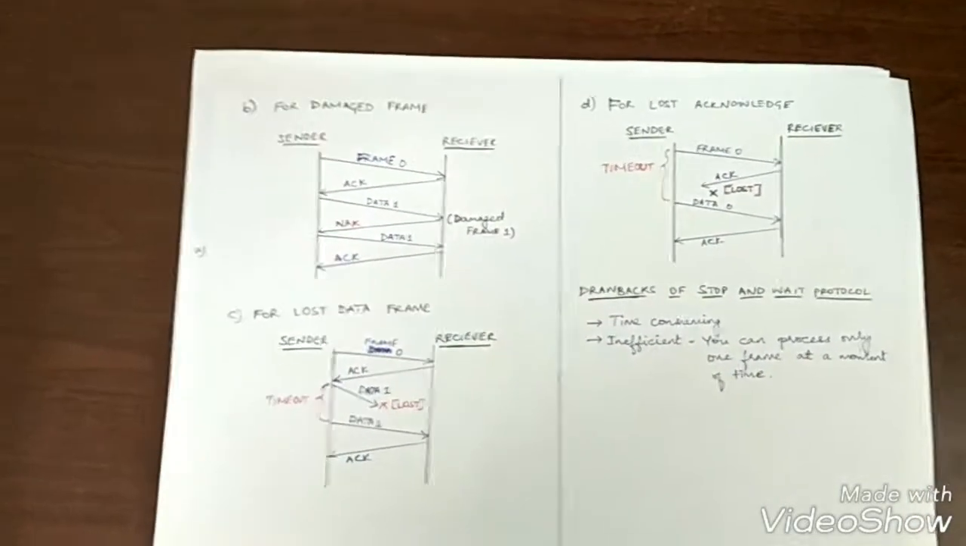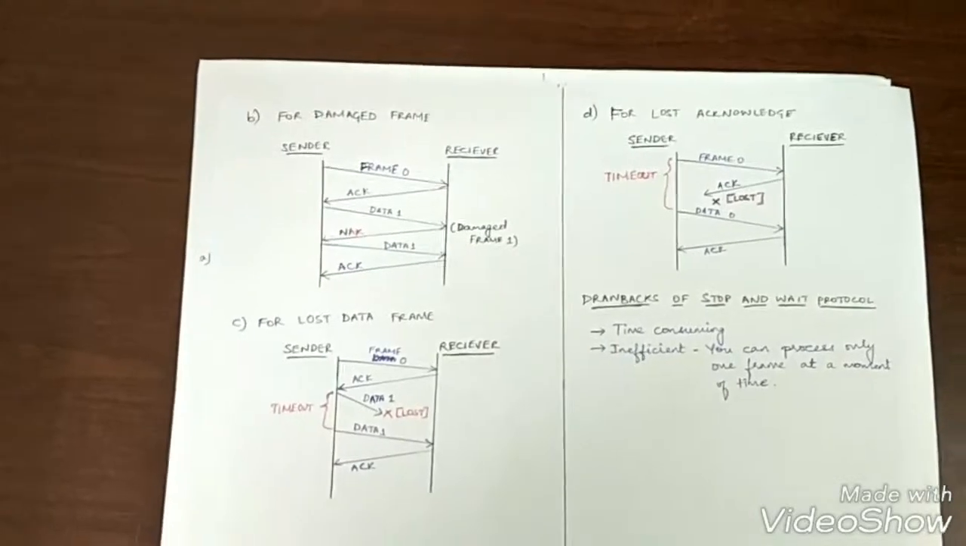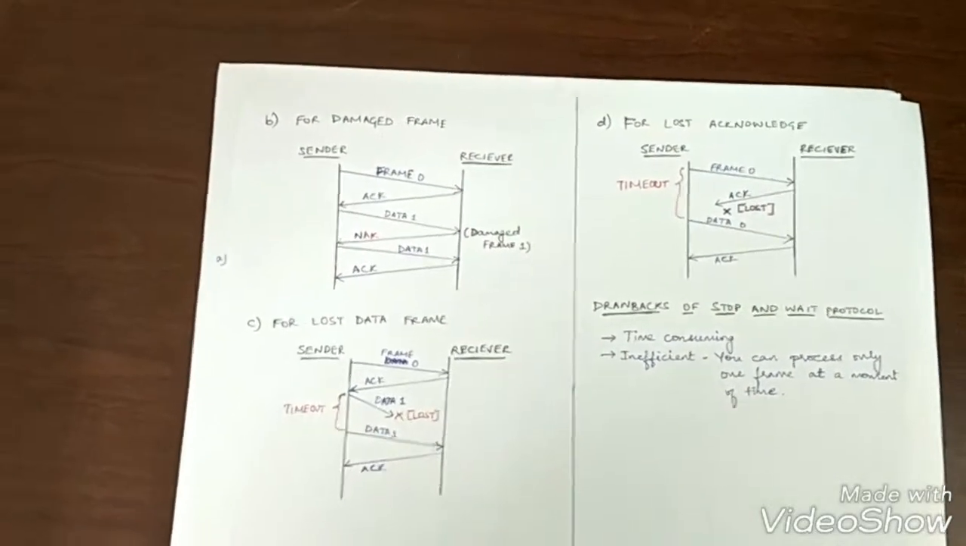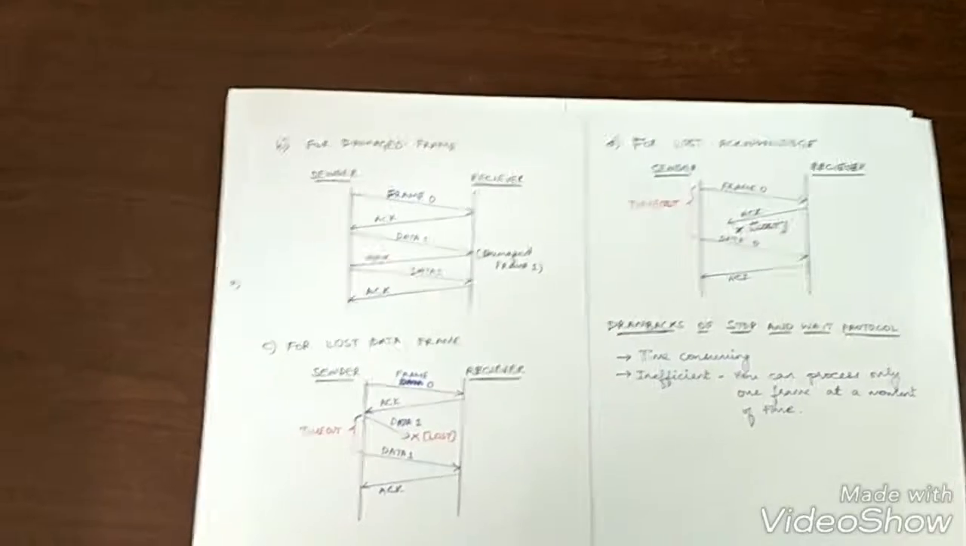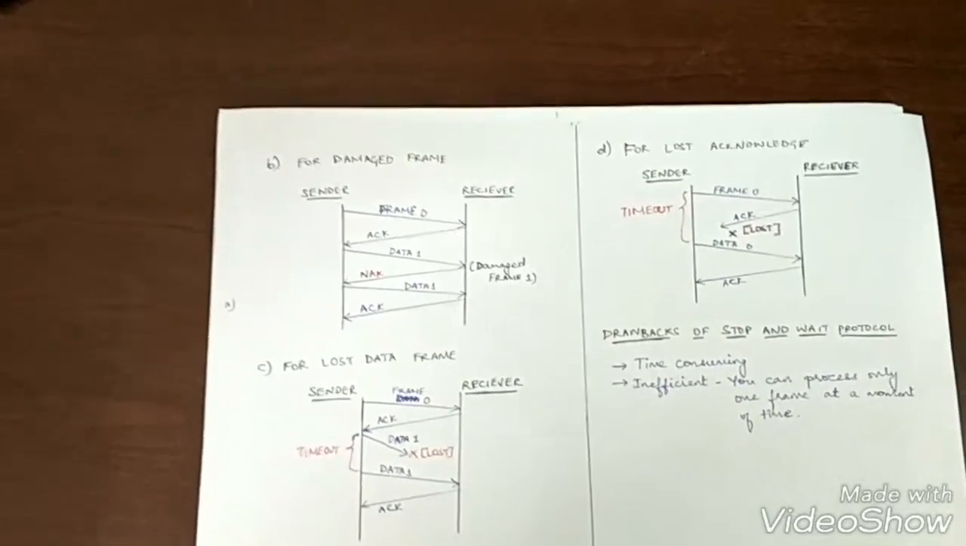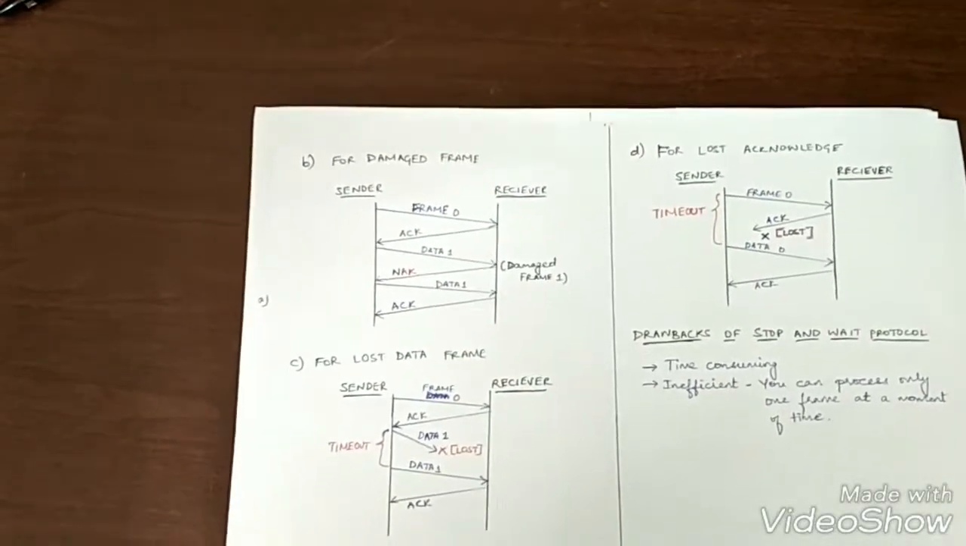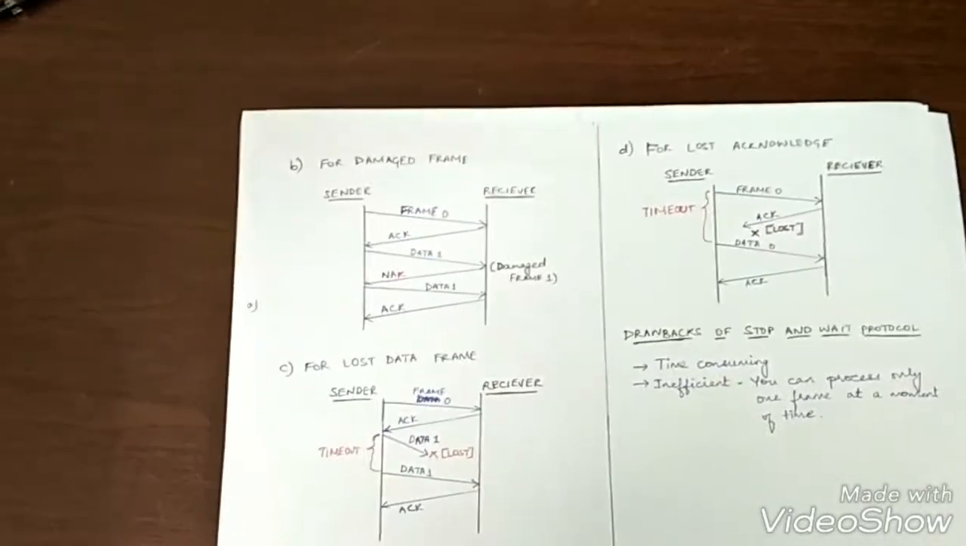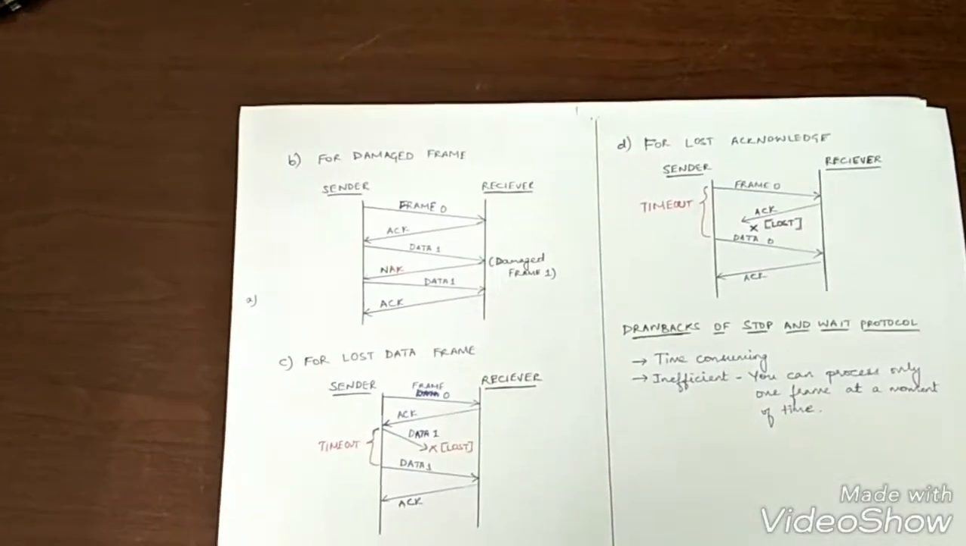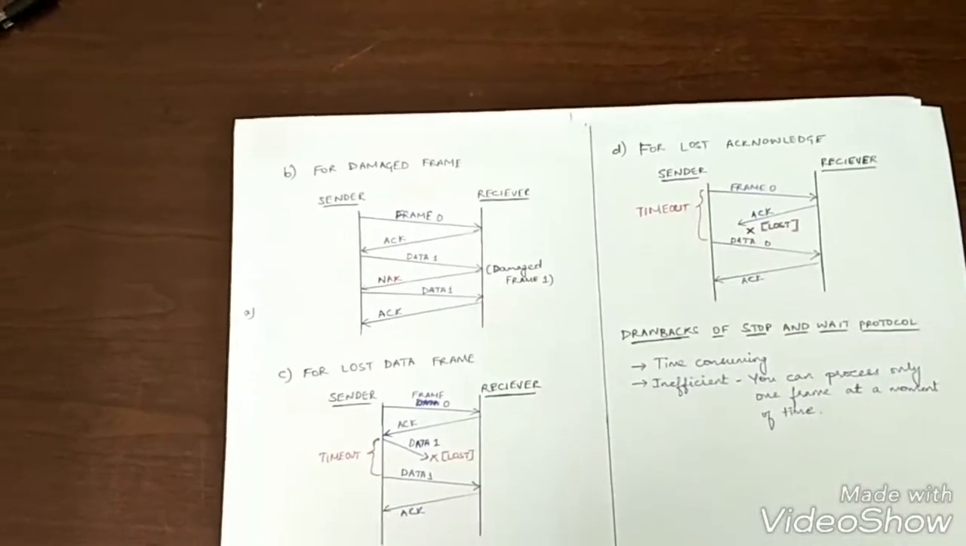Suppose frame 1 is sent, but it is either corrupted or damaged, which means that there is an error in frame 1. So now sender will receive the negative acknowledgement and retransmit the frame 1 again, and will receive the positive acknowledgement after that.